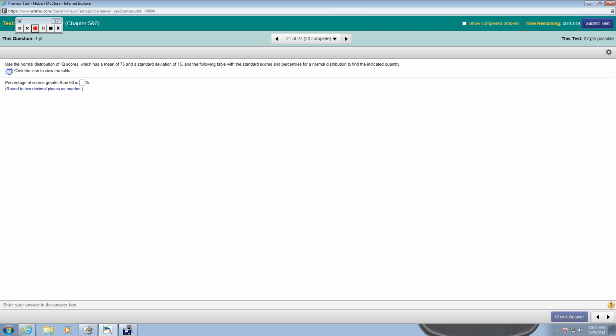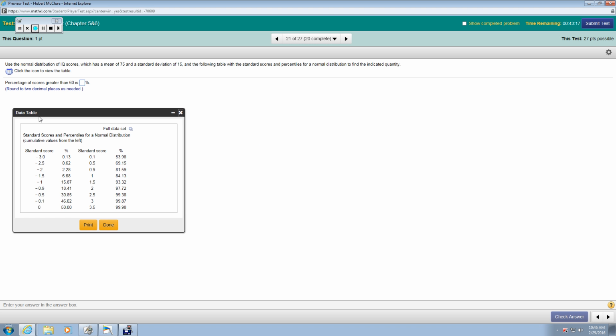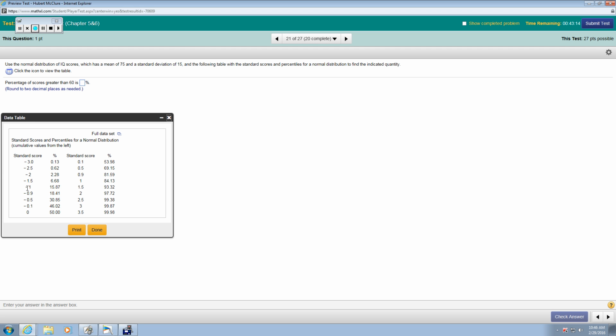So let's do it. We got to change 60 into a what? Z. So 60 minus 75 over 15 is negative 1. What kind of 1? So you take your handy dandy calculator, and find negative 1, and negative 1 is what? 15.87%.